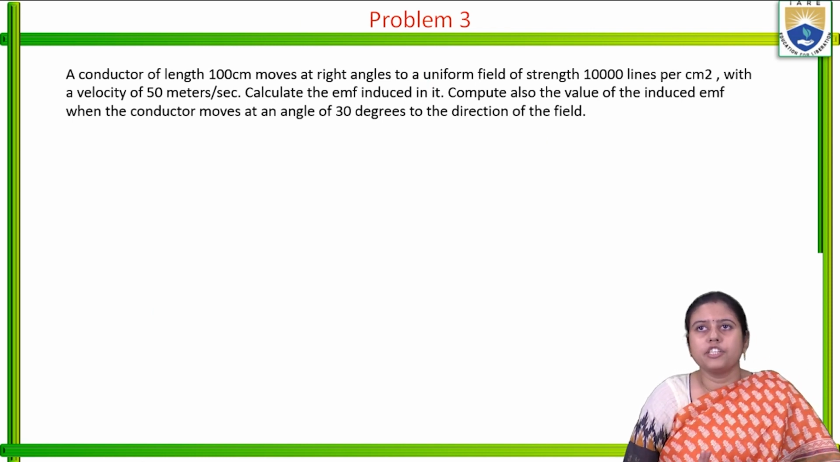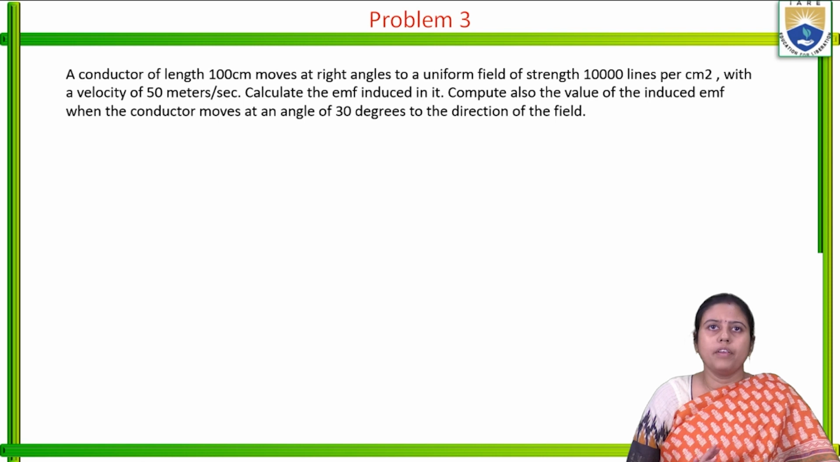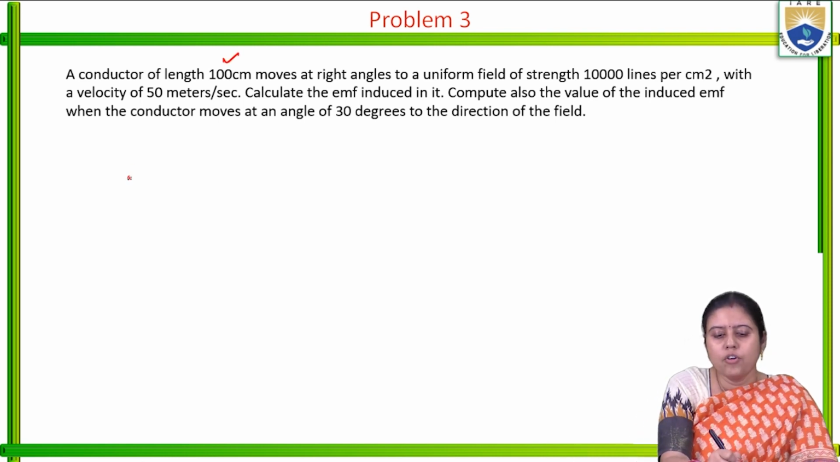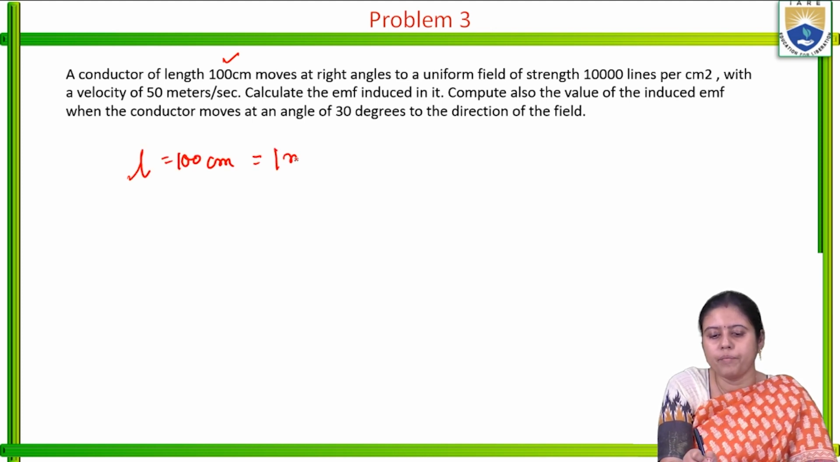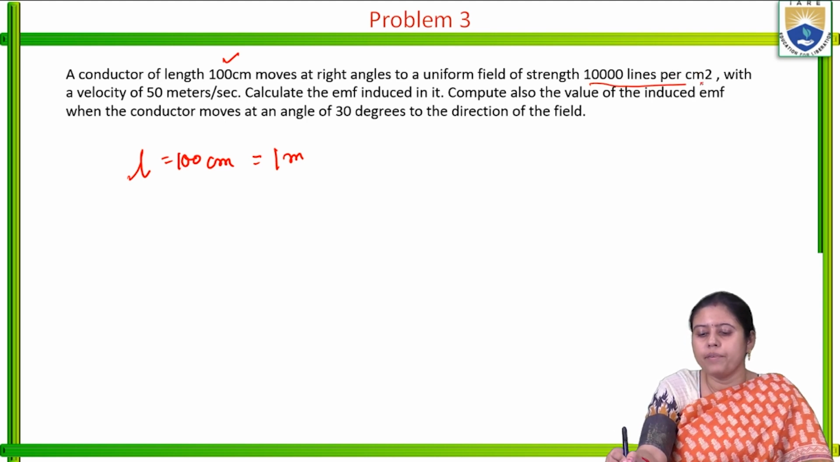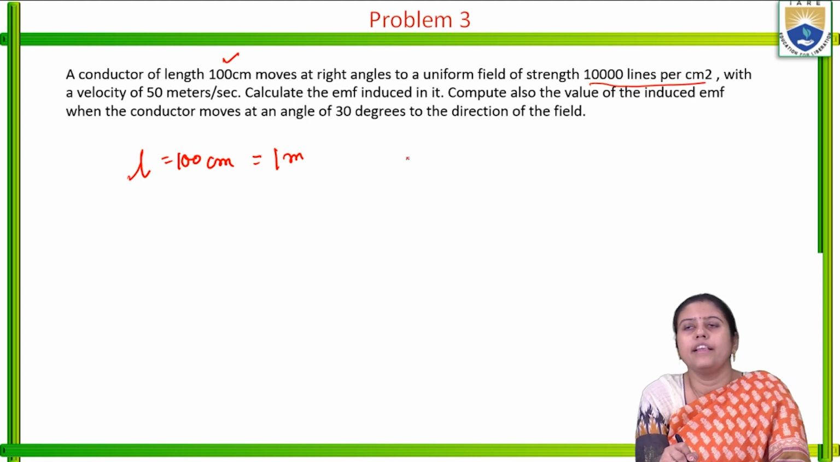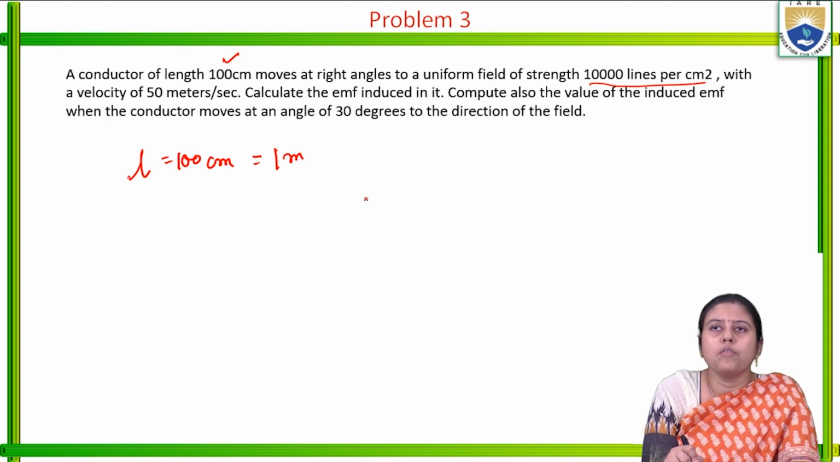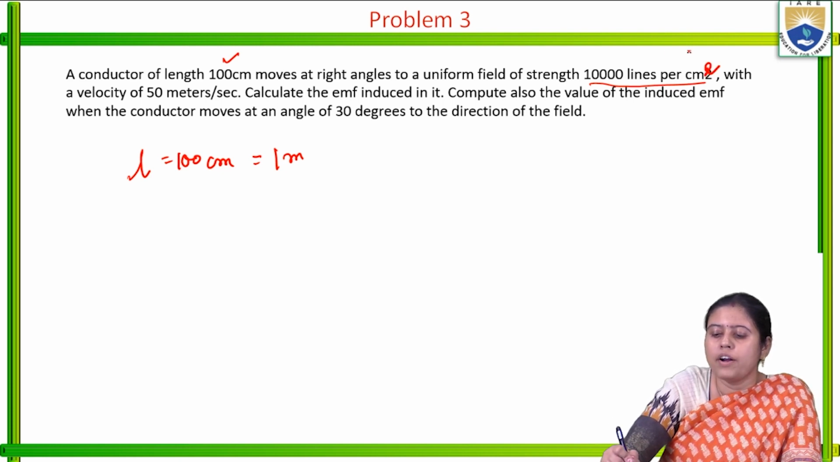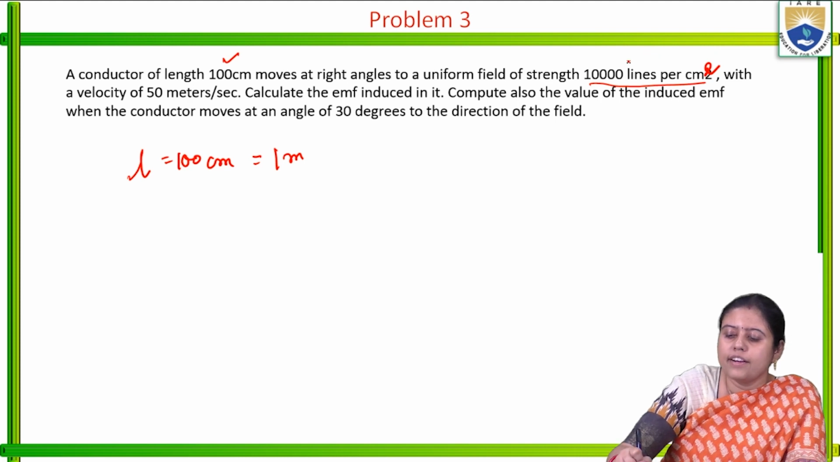So based on these equations, we will discuss another problem. A conductor of length 100 cm, which means 1 meter, moves at a right angle to a uniform field of strength 10,000 lines per meter square. 10,000 lines means electric lines of flux. In one word, it is known as the flux.